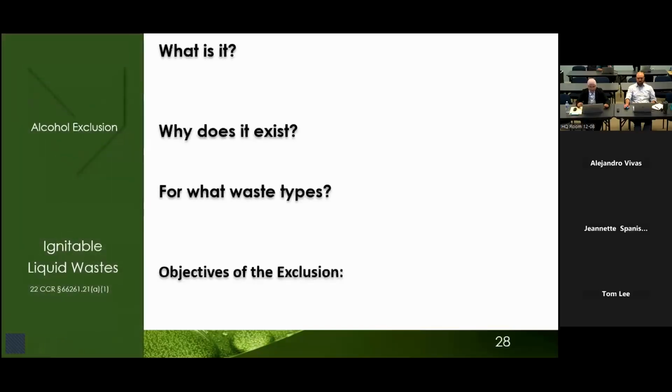To get a handle on alcohol exclusion, let's start with some basics. What does alcohol exclusion actually mean? Why do we even have it? And what kind of waste can qualify for this exclusion? We will also look at its purpose and how it works. This gives us a solid foundation to understand why the US EPA defined aqueous solution with a specific water percentage. It's all about making the alcohol exclusion clearer.